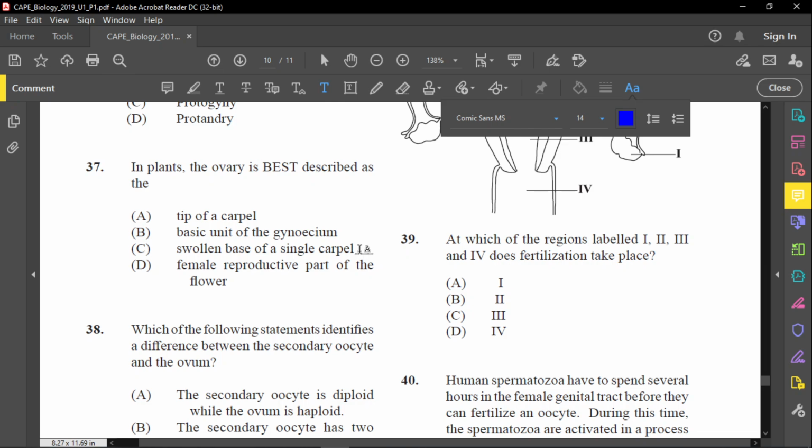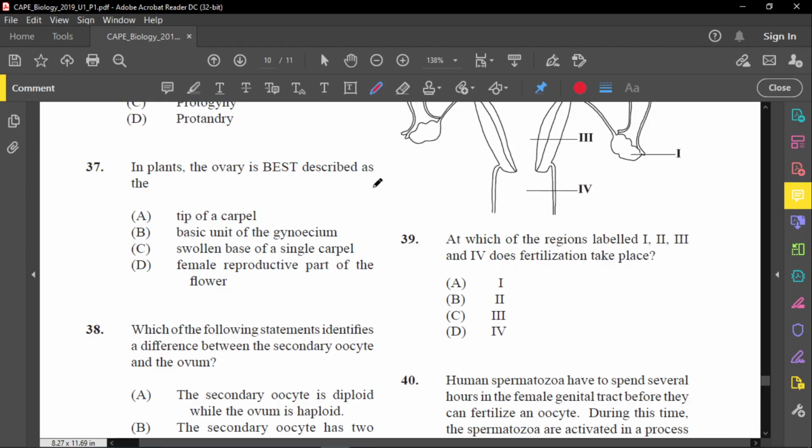And okay, you know what? Let me just show you. It's a solid base of a single carpel. Let me draw this. I guess you see it better if I do this. So I'm going to draw the carpel here, and the carpel has 3 parts. You know what? Let me erase this and make it a little better. There are 3 parts of a carpel: the stigma, style, and ovary. The carpel is also known as the pistil, which is the female part of the flower.